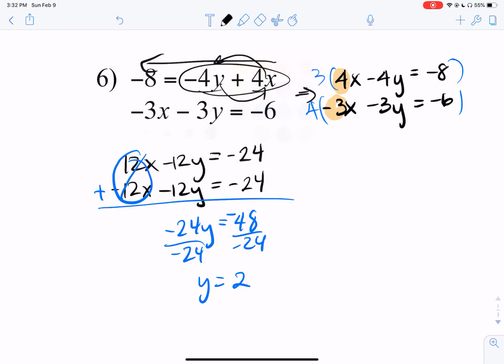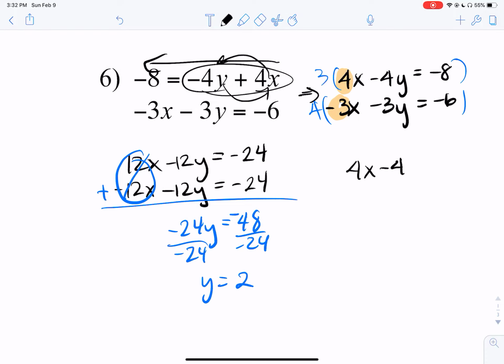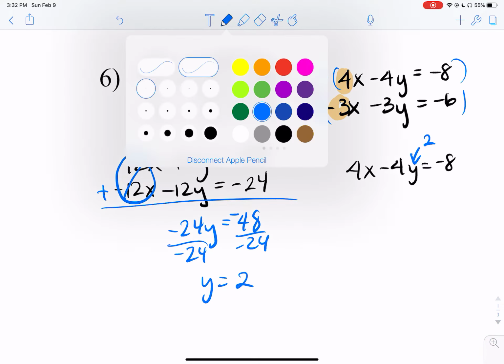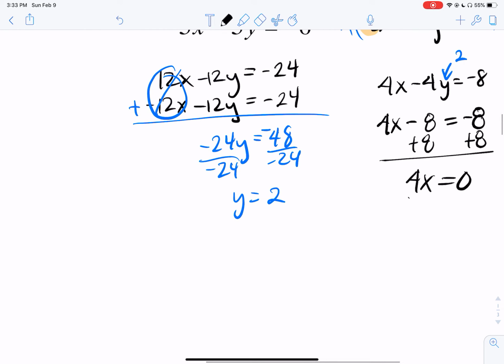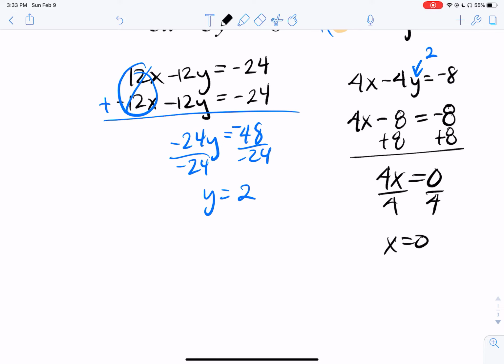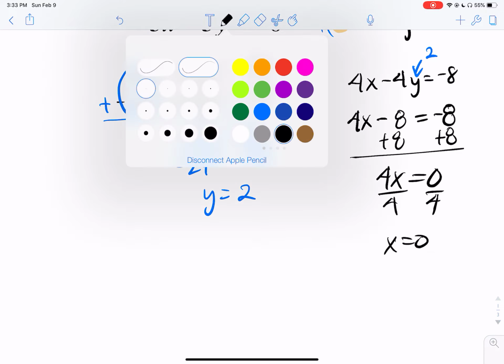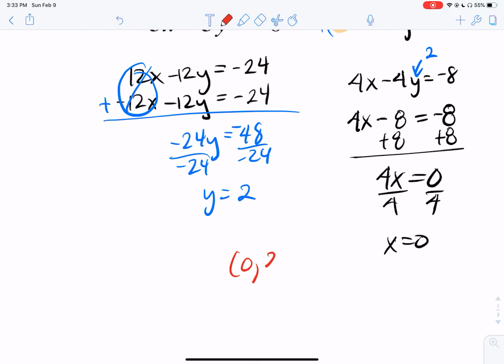So I'm going to pick the top equation like I usually do, 4x minus 4y is equal to negative 8. And I'm going to replace the y value with 2. So 4x minus 8 is equal to negative 8. You add 8, and 4x is equal to 0. So when you divide, that means that x is 0. So that's our solution. Our solution is 0 for the x and 2 for the y.